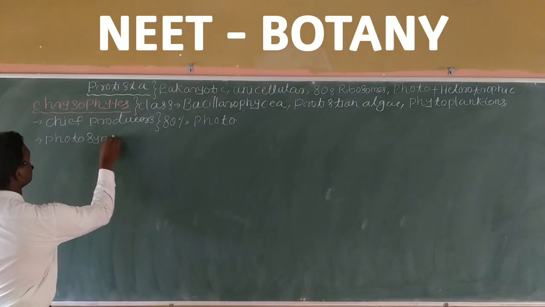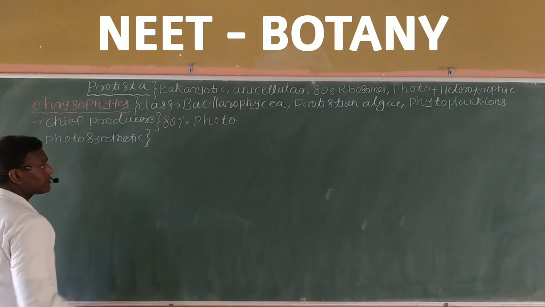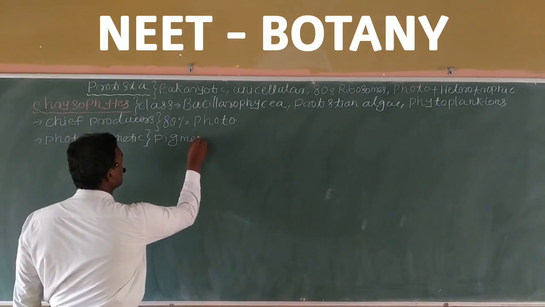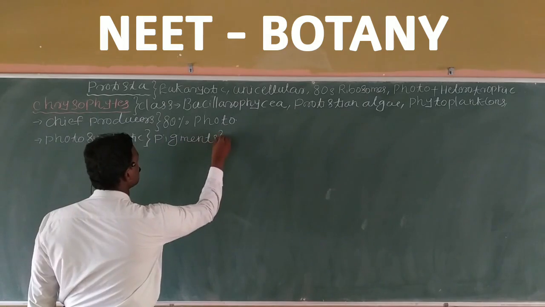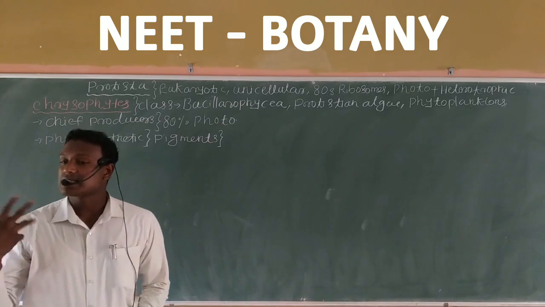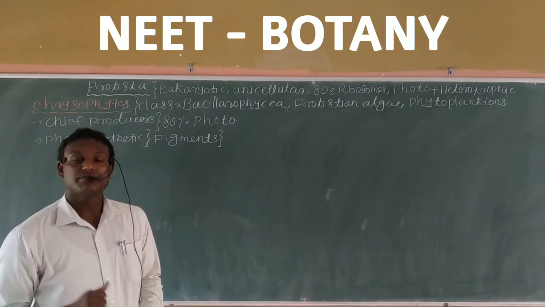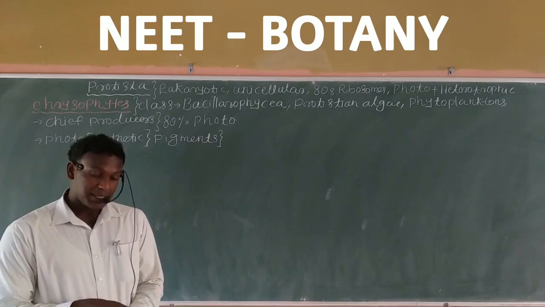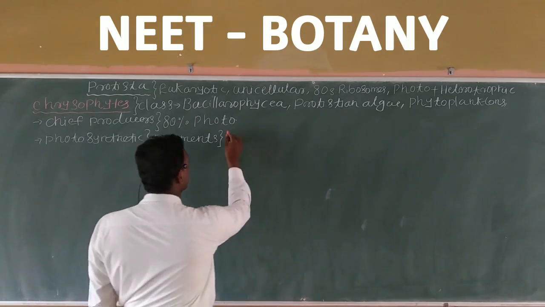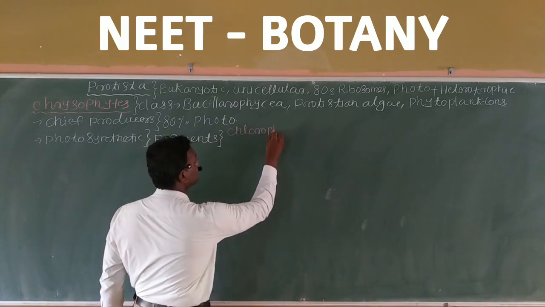Photosynthetic in their nature. Photosynthesis takes place mainly with the help of photosynthetic pigments. Different pigments are responsible for absorbing light energy coming from the sunlight. Here, you can note the major photosynthetic pigments.